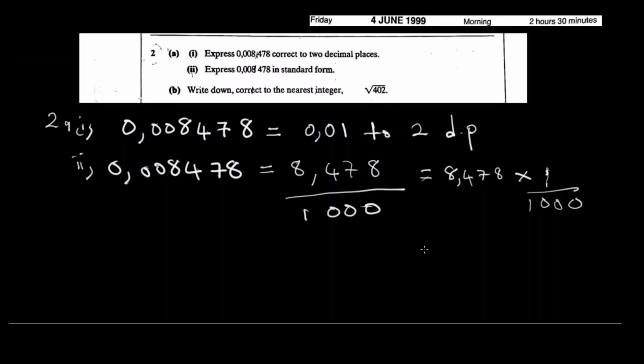And if we are to represent this now, it will be equal to 8.478 times 1 over 10 to the power 3, right? And this means finally it will be 8.478 times 10 to the negative 3. So this is now a procedural way of getting to the answer.